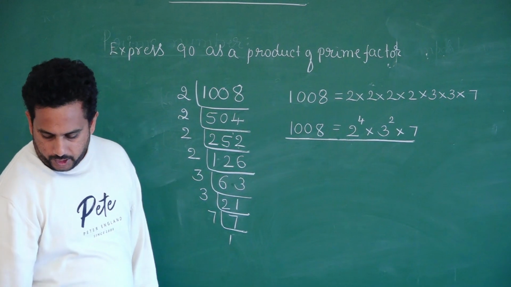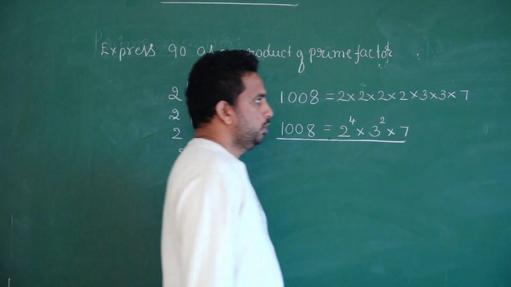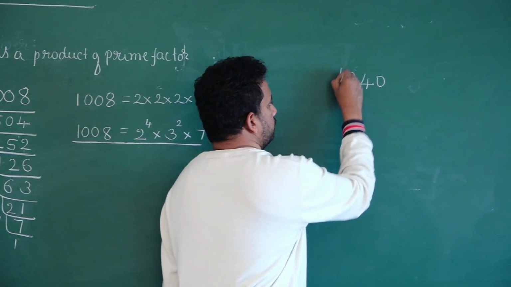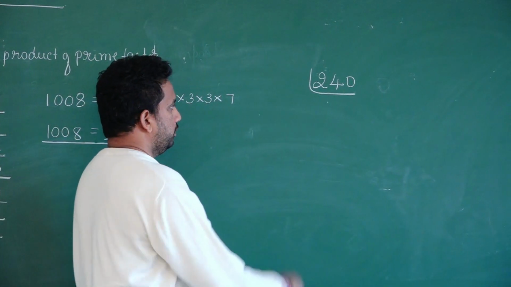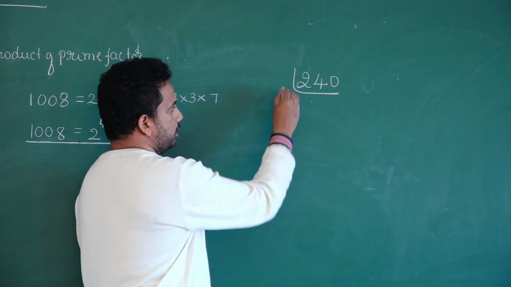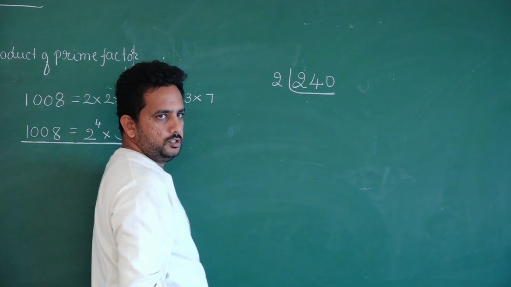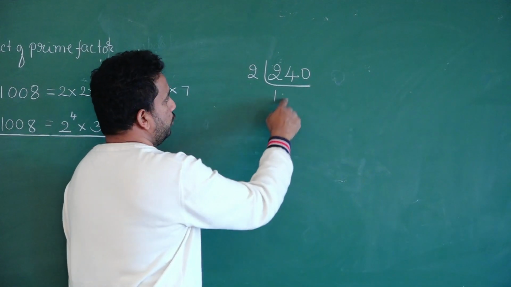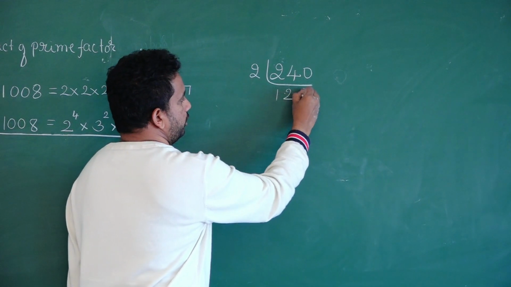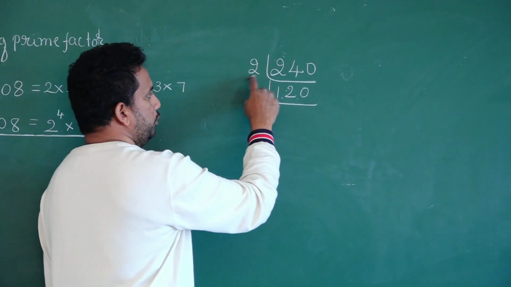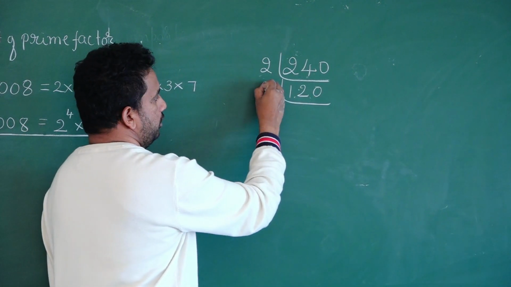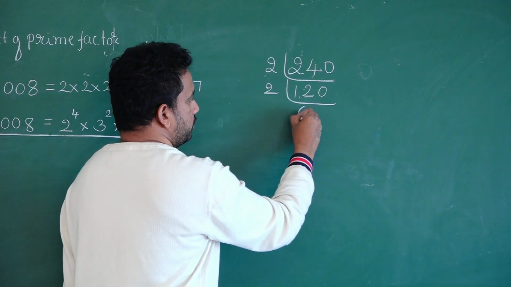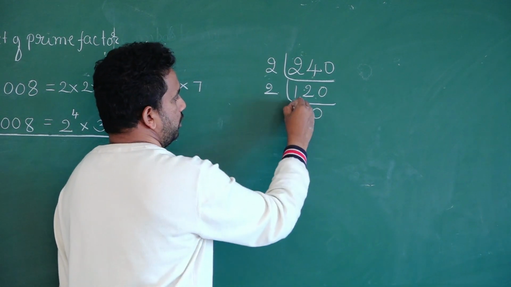Like that we take another number, 240. So this one, how to express this one? This is an even number, so this is also divisible by 2. 2 ones are 2 and 2 twos are 4. So 0 you can reduce. So 120 into 2 we get 240. 120 is also divisible by 2. So 2 sixes are 12, so 0 we can reduce.